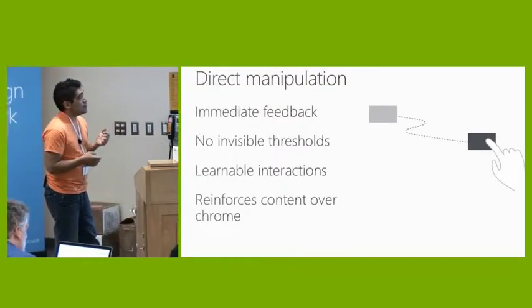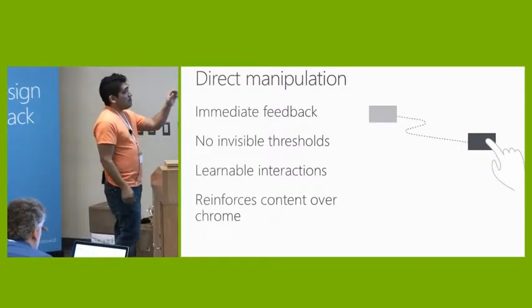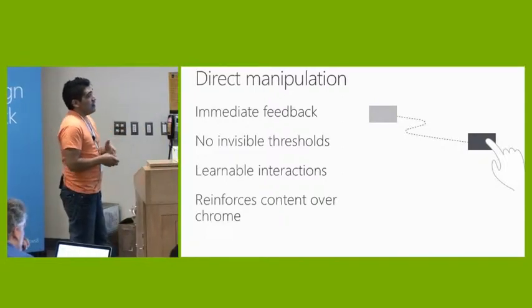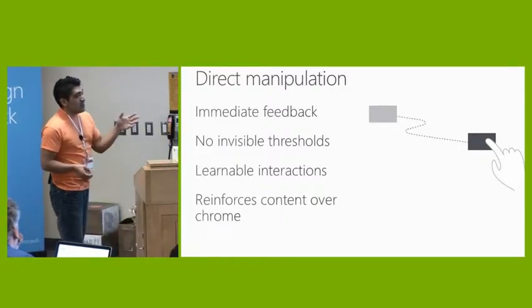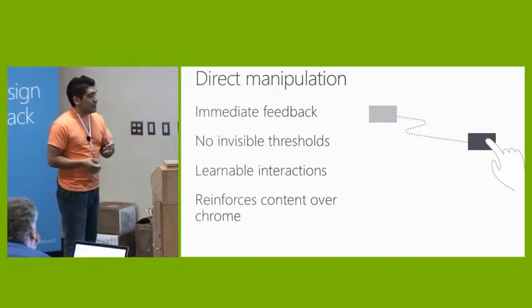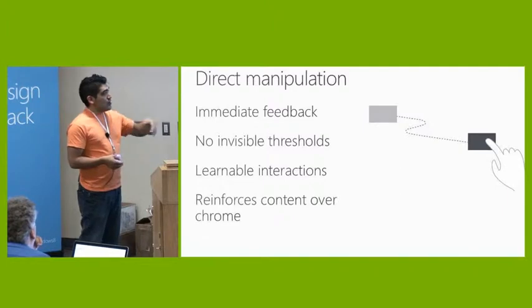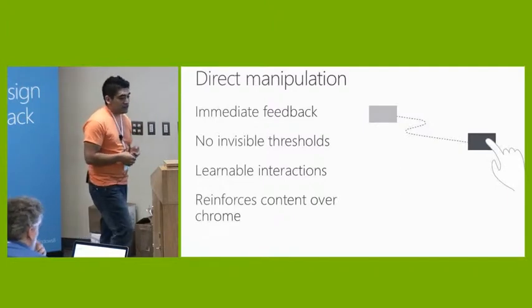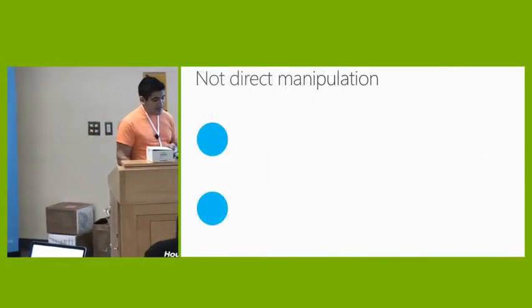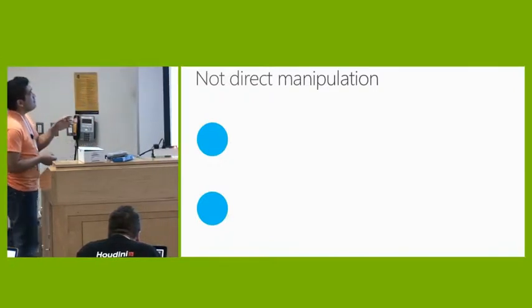So direct manipulation. Again, immediate feedback. I showed you this already. And really not having any kind of invisible threshold. I have a screen that's going to show you a little bit more about that. Having learnable interaction points and reinforcing the content over chrome. I believe that's the next slide. So what do I mean by that?